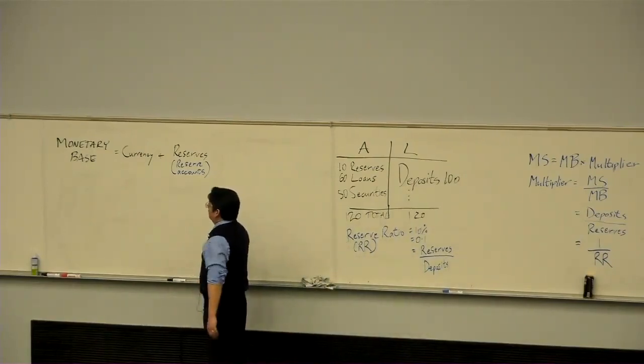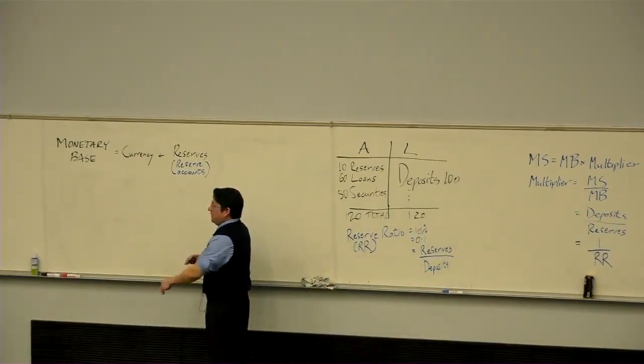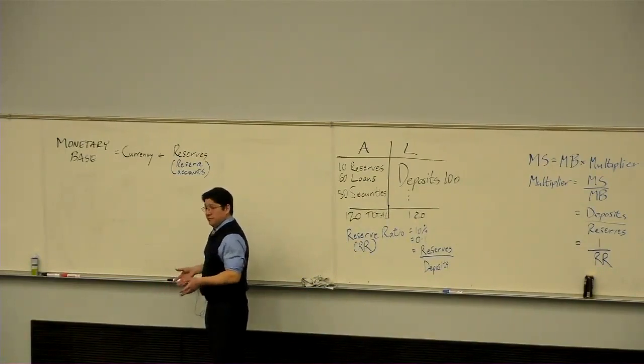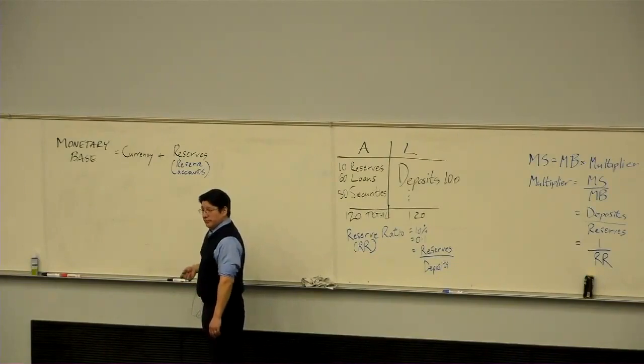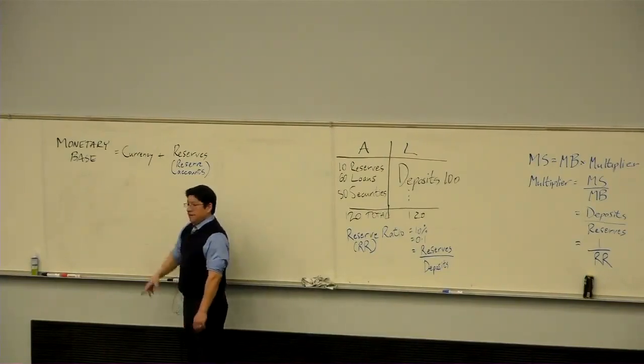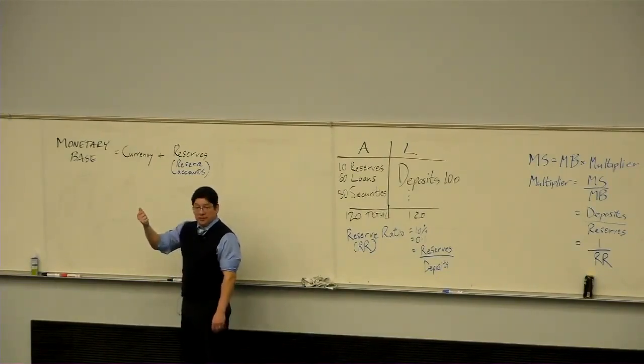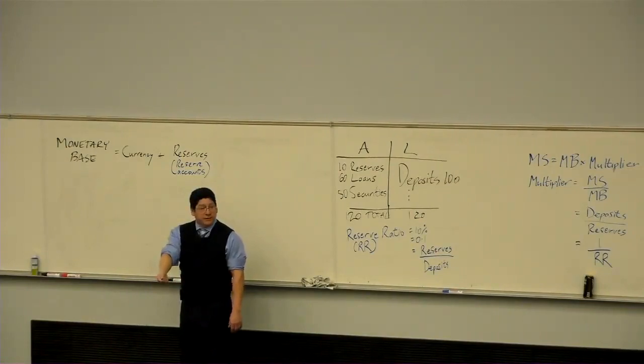In other words, whenever the Fed decides that it wants to, let's say, buy something, it has two choices. One is that it can bring into existence new currency and pay for it, and thus it has increased the monetary base.